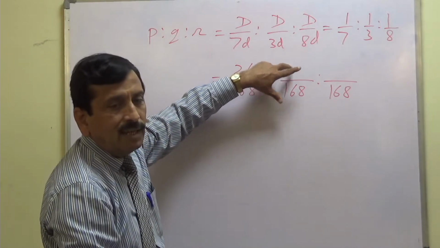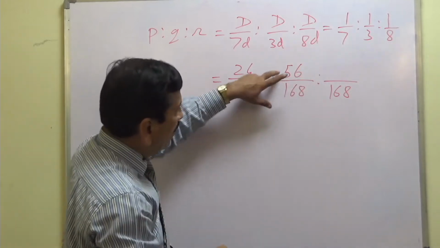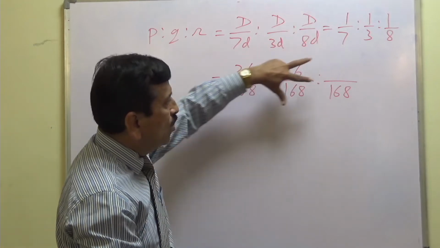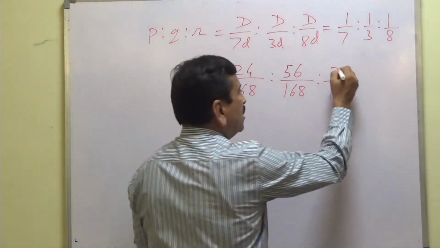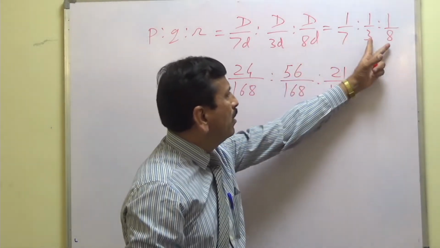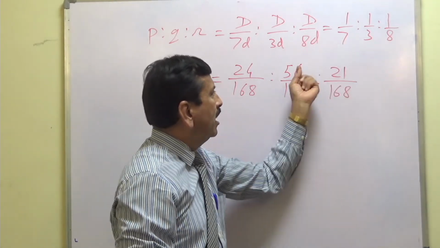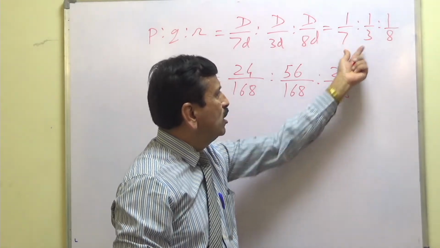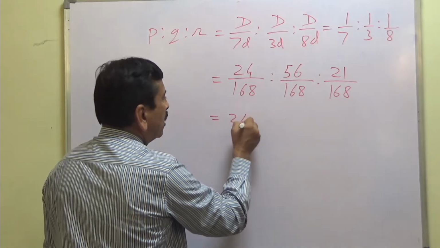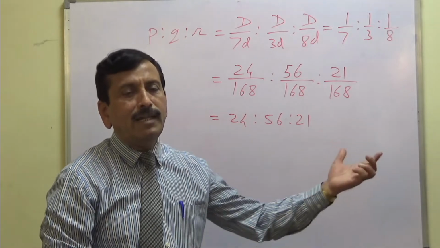Now second thing is 56 by 168. If I divide both by 56, I'll get 1 here, I'll get 3 here. So 1 by 3 I am expressing like this. 1 by 8 I am expressing as 21 by 168. Typically you will find that when it is 7, the multiplication of these two, 8 into 3, I am taking here. When it is 3, the multiplication of these two I am taking here. When it is 8, the multiplication of these two things I am taking over here. Simple one. Now as 168 is common to all of them, the ratios will be 24 to 56 to 21, and therefore we get the answer in a simple way.